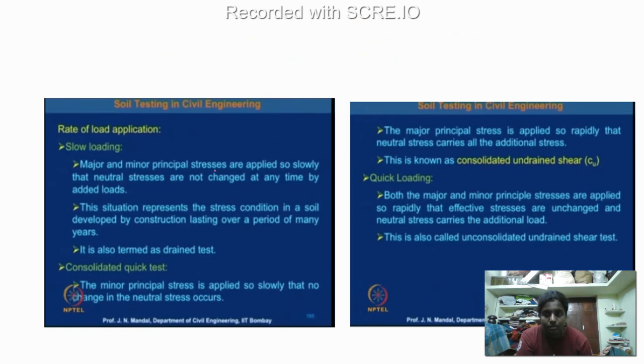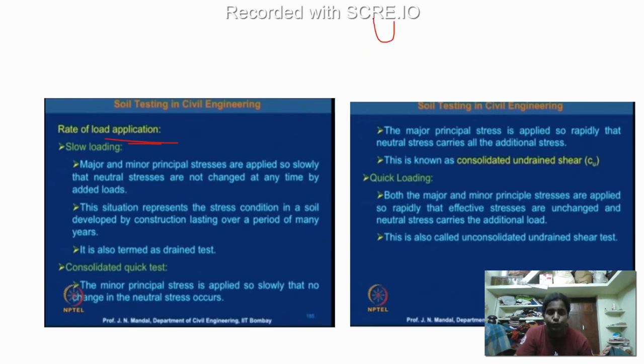So, rate of loading. For soil, the rate of loading is very important. If you are loading rapidly for soil of the same property, and there is one more specimen where your loading is slow, then you have a huge difference in the strength. So the rate of load application is very important when you are going to do a consolidated drained or unconsolidated undrained test.